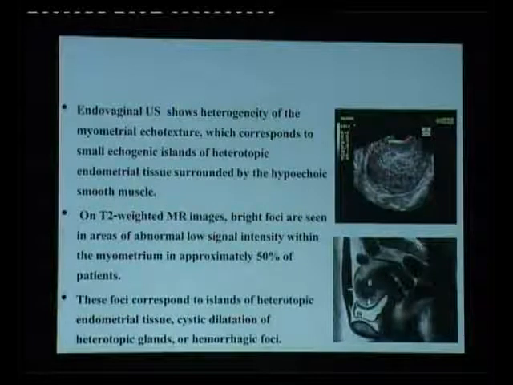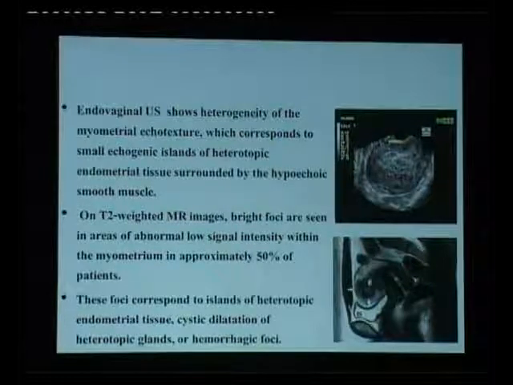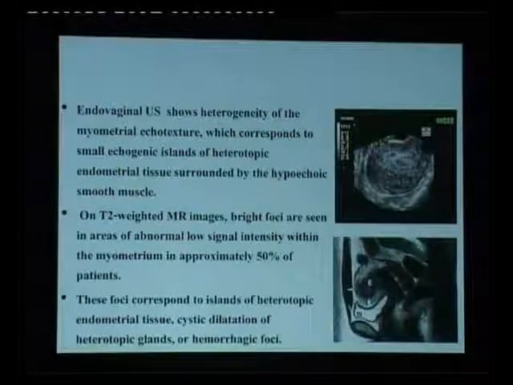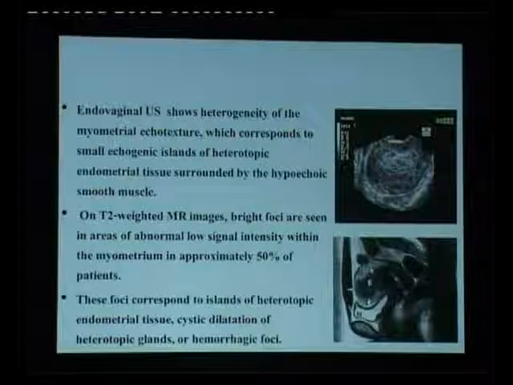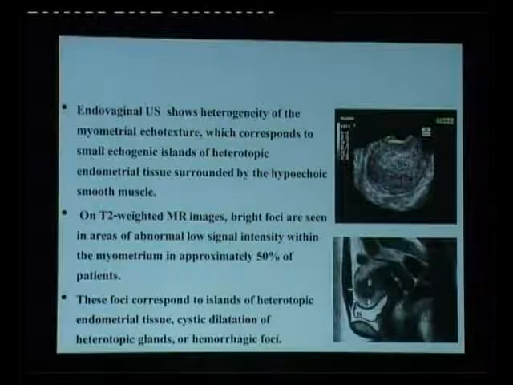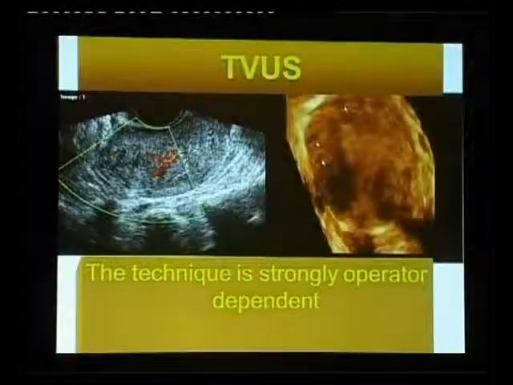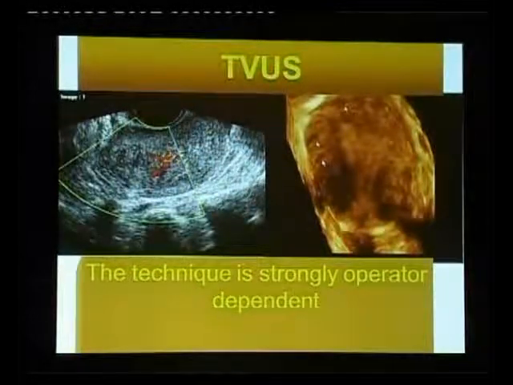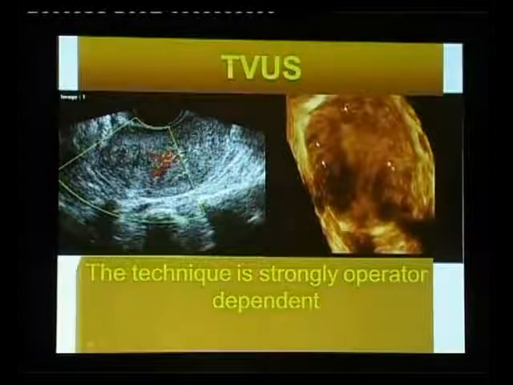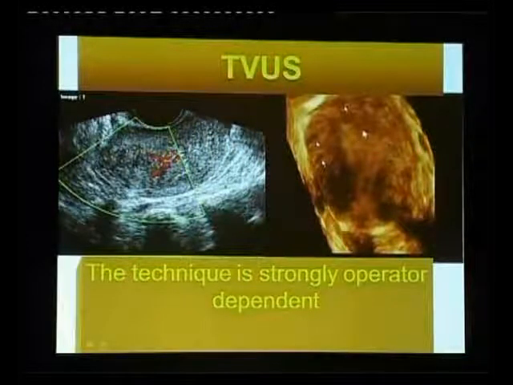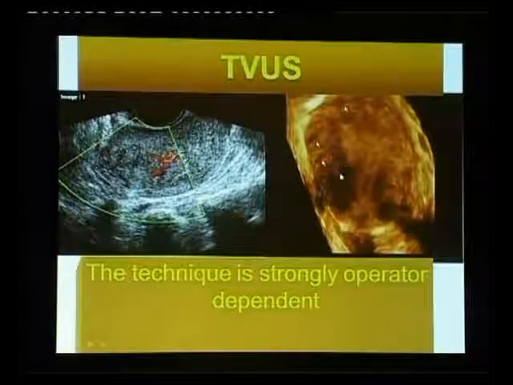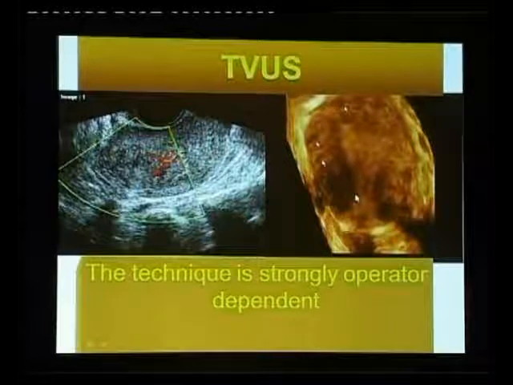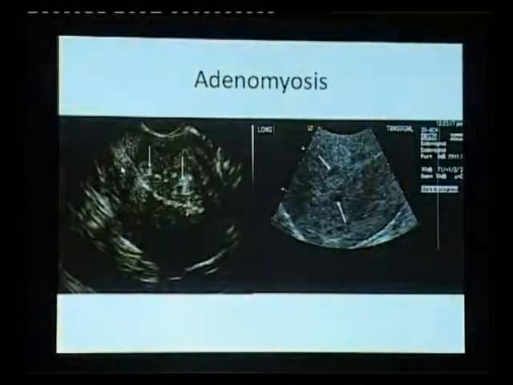Now, many times we do MRI, and on T2 weighted MR images adenomyosis will appear as bright foci, or areas with abnormal low intensity within the myometrium. They can be diagnosed that way. Now, the ultrasound is very operator dependent, and if you see here the 3D picture, it will show you that the margins of the endometrium are very distorted, and the endomyometrial junction is again very much disturbed. You can see here again the cystic areas there.